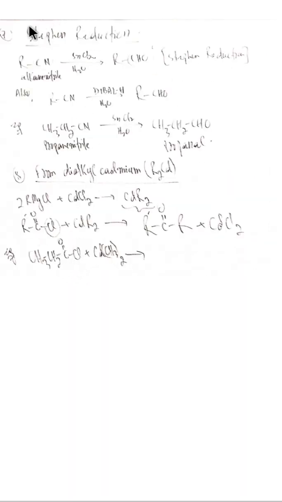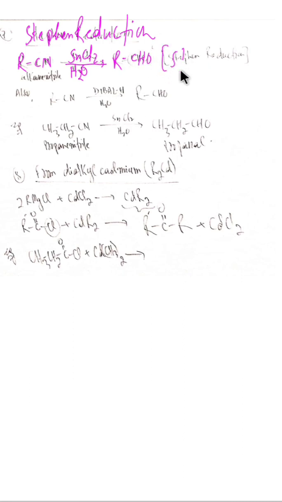This is Stephen reduction. This is not so clear, so let me write. In Stephen reduction we take an alkane nitrile, this is our RCN, and this is reacted with SnCl2, tin chloride, followed by hydrolysis. When alkane nitrile is reacted with tin chloride followed by hydrolysis, then CN is just replaced by CHO. This is our Stephen reduction.